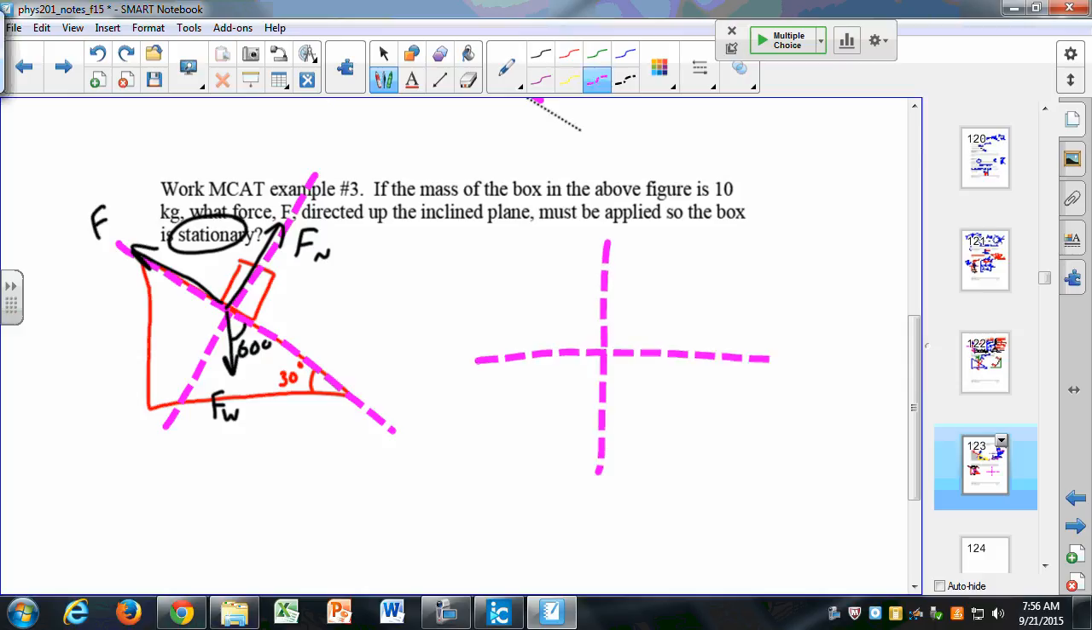I just discovered the pink dashed line. How do y'all like that for a coordinate system? I think it makes a nice coordinate system.